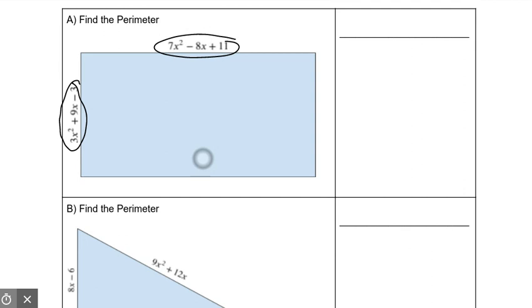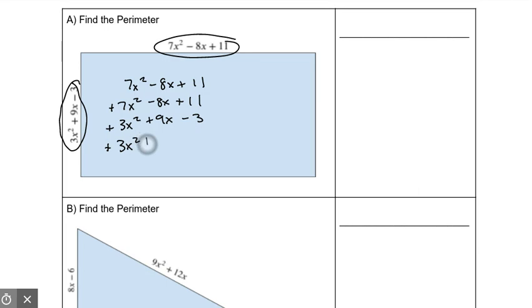I'm going to have 7x squared minus 8x plus 11. And I need a second one of those because there are 2 identical sides of that. And then I need a 3x squared plus 9x minus 3. And I have an identical side of that. Now, there are some slightly different variations and ways that you could accomplish this. I'm showing the most basic here. We're adding up all 4 sides.